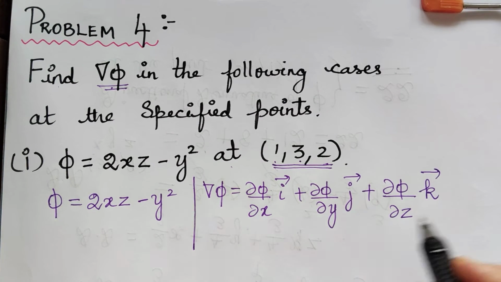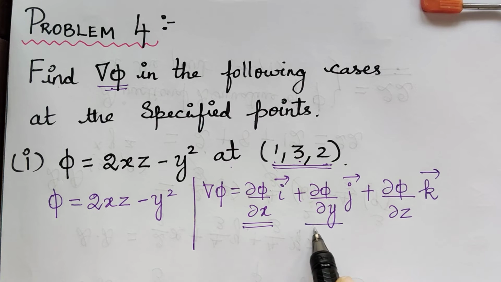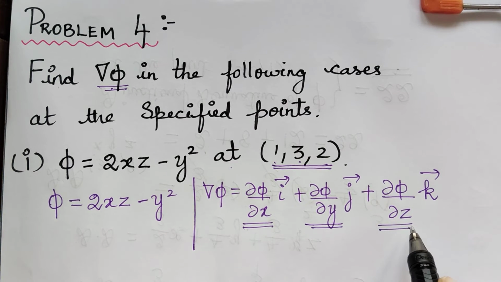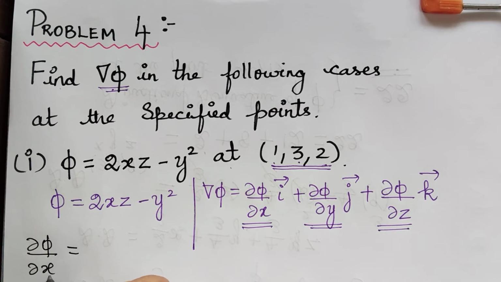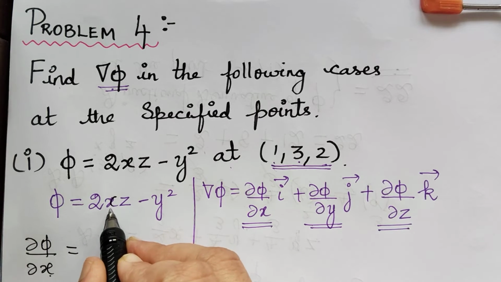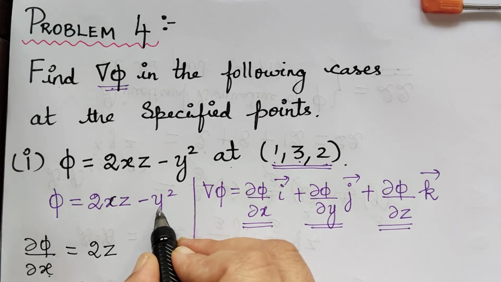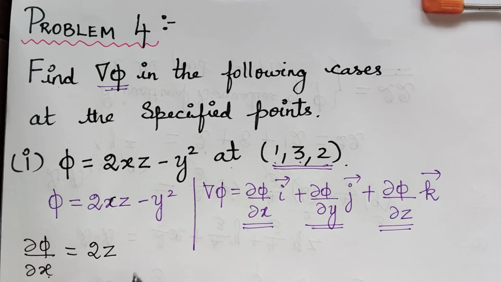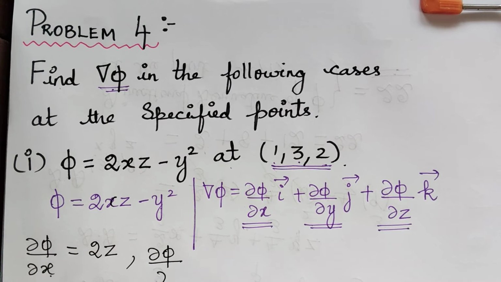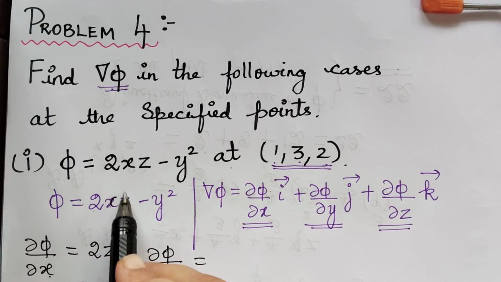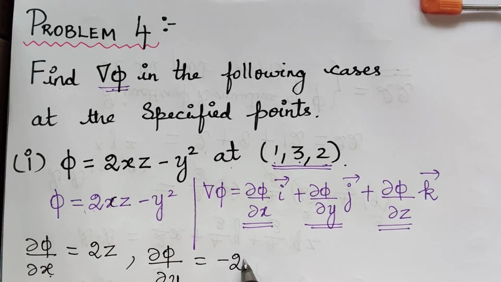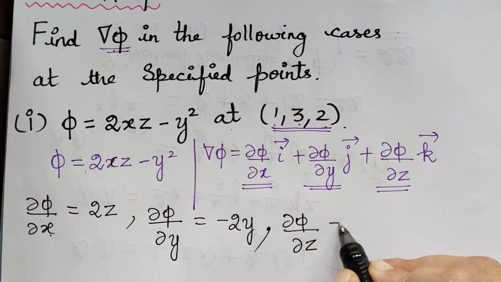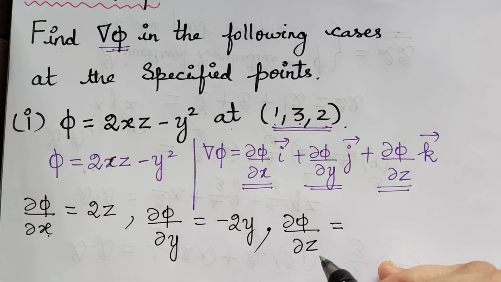Now in order to substitute in these formulas, we shall find dou phi by dou x, dou phi by dou y and dou phi by dou z. So dou phi by dou x is partial differentiation of phi with respect to x. Here when x is differentiated, it becomes 1, and so 2z, and y it becomes 0. Similarly we will find dou phi by dou y. That will be equal to 2xz will become 0 as they will be constant as a whole, and the differentiation of minus y square will be minus 2y. And then dou phi by dou z will be equal to the differentiation of phi partially with respect to z.